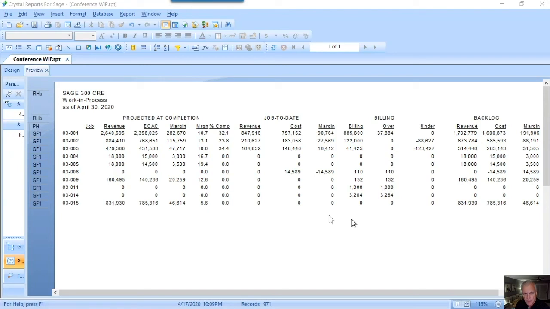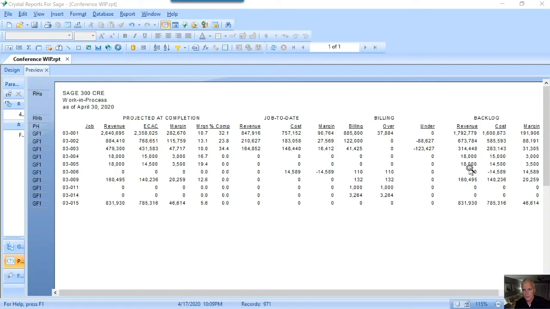CRE. And you can see it starts with your jobs and your estimated cost of completion and your estimated margins and that percent, and it goes on across to the numbers that fall out of accounting being your cost, the billing that you've charged your customers, and then based on your calculated margin and earned revenue, your over or under billing. And then, very important right now in the climate that we're in, is your backlog in terms of revenue, cost, and margin.